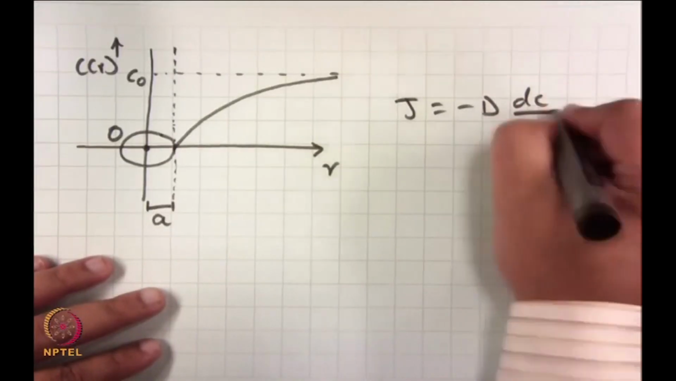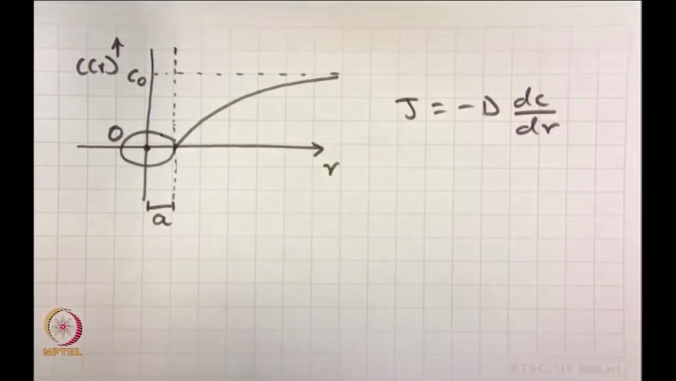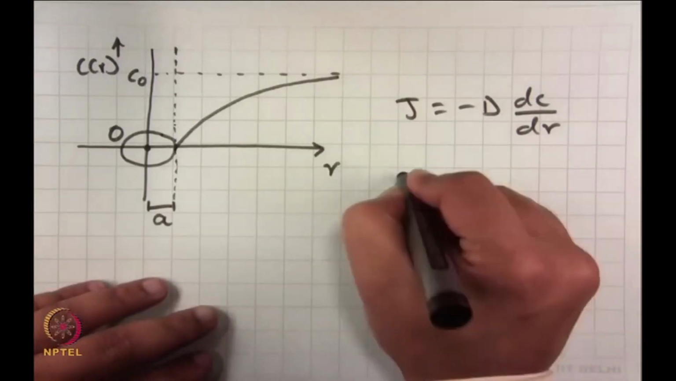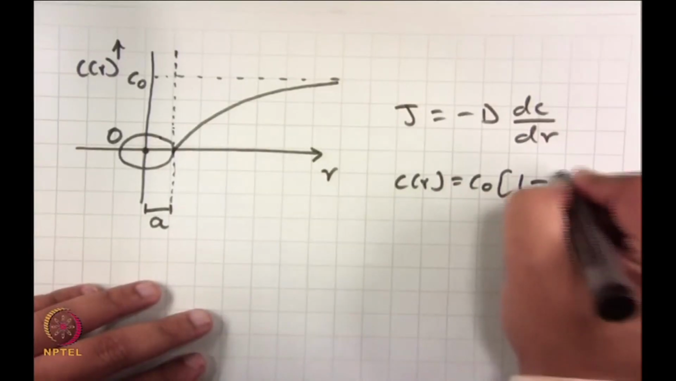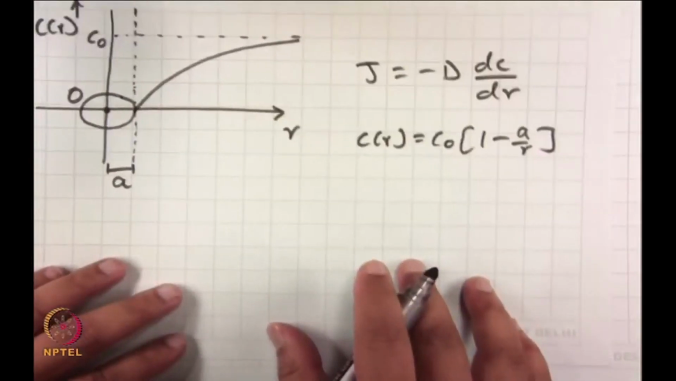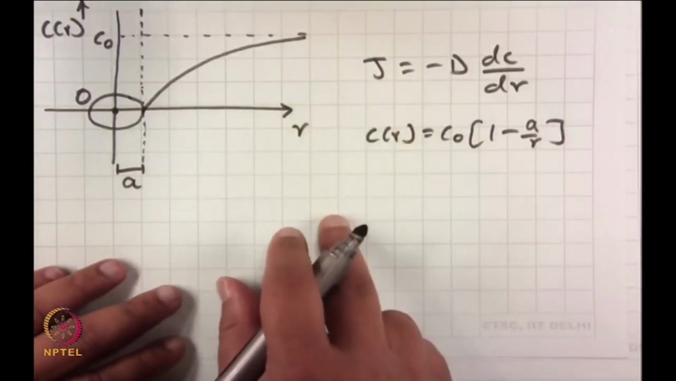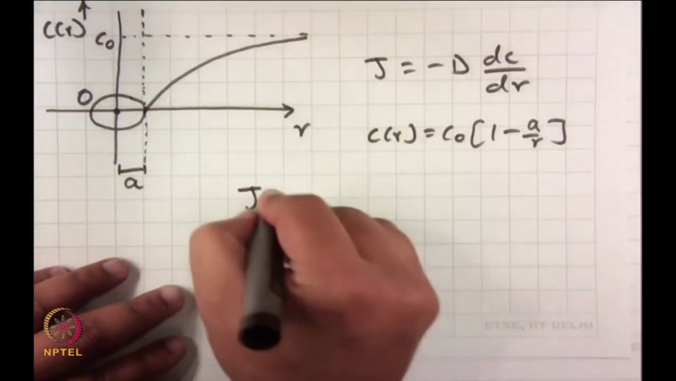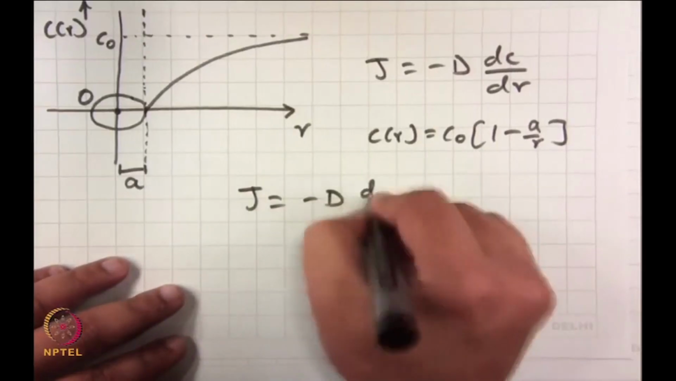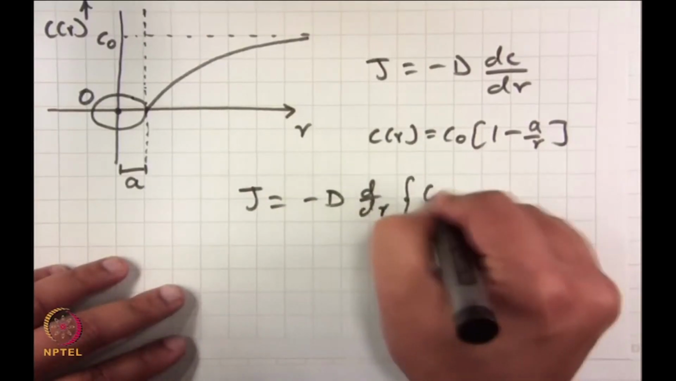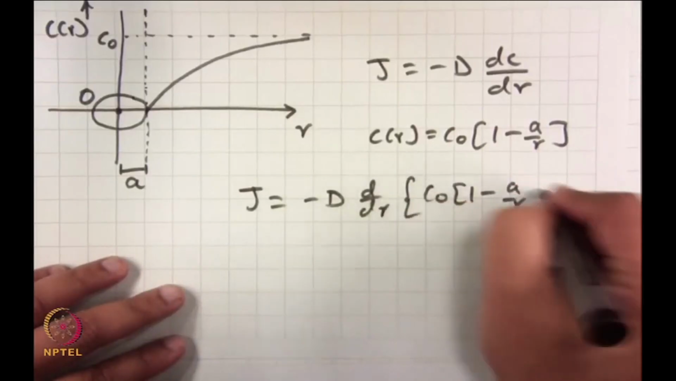Here I can write dC/dr. I have to find the flux. Now, based on the equation we just derived, C of r is equal to C naught times (1 minus A by r), equation number 27. If I am going to calculate J based on this, J would be equal to minus D dC(r)/dr, so that means minus D d/dr of C naught (1 minus A over r).